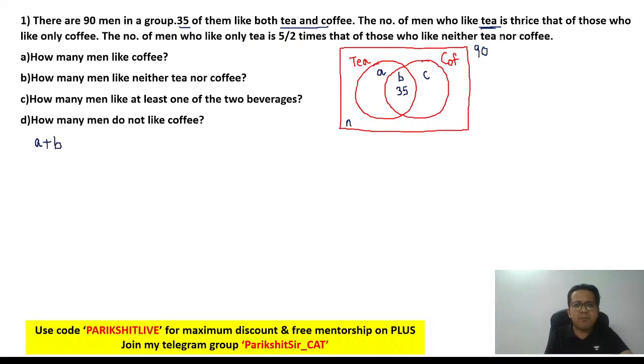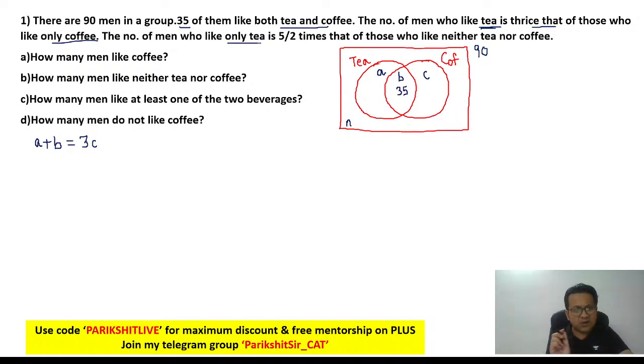So they are saying the number of men who like tea is thrice that of those who like only coffee. Only coffee is C. Thrice that of those who like only coffee. Only coffee is C. 3C. Right? Okay. Next.